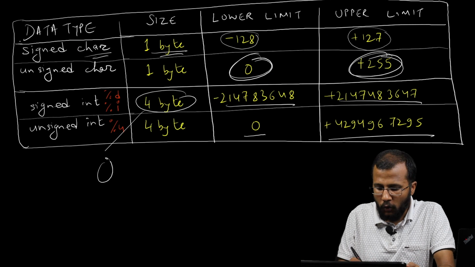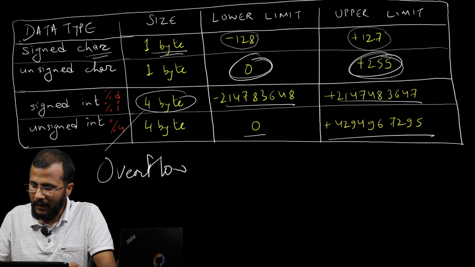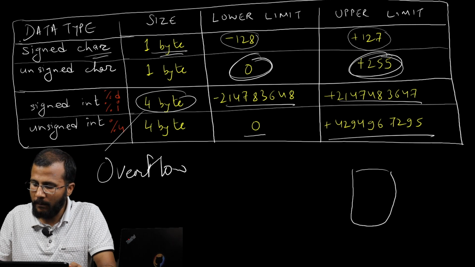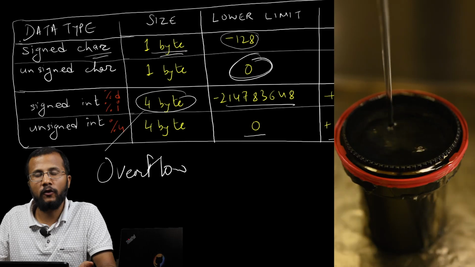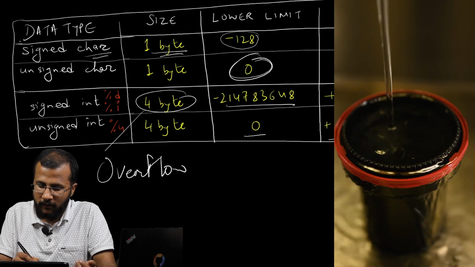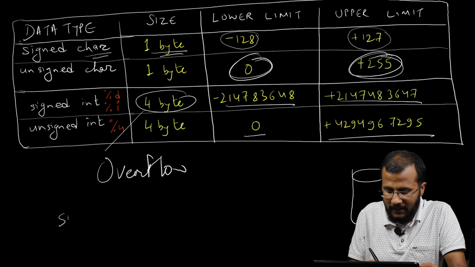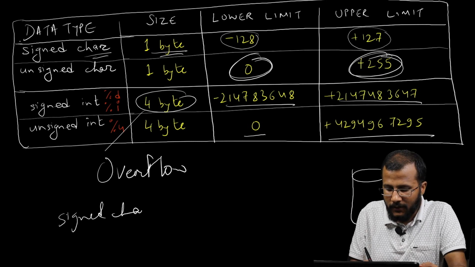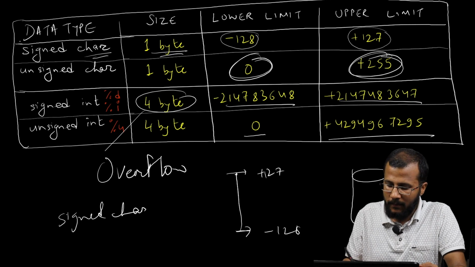Now let's talk about overflow and underflow, right. Now you know what is overflow. Let's say you're having a bucket where you can place water. If you place water beyond the capacity of the bucket, it will overflow. Now let's talk about signed char. The lower limit value is minus 128 and the upper limit value is plus 127.